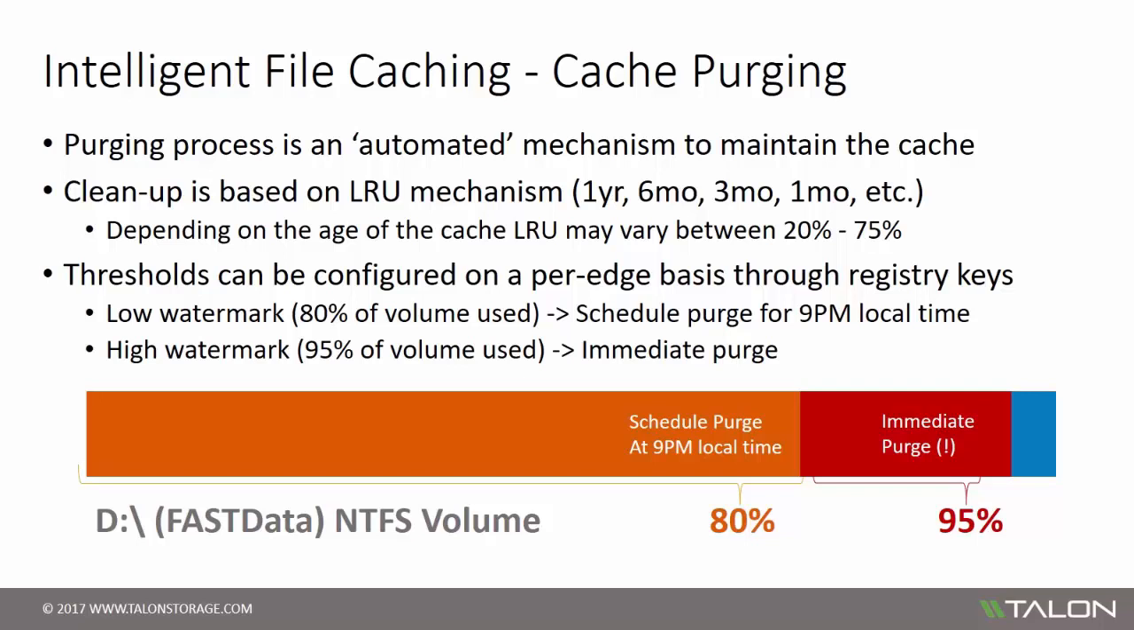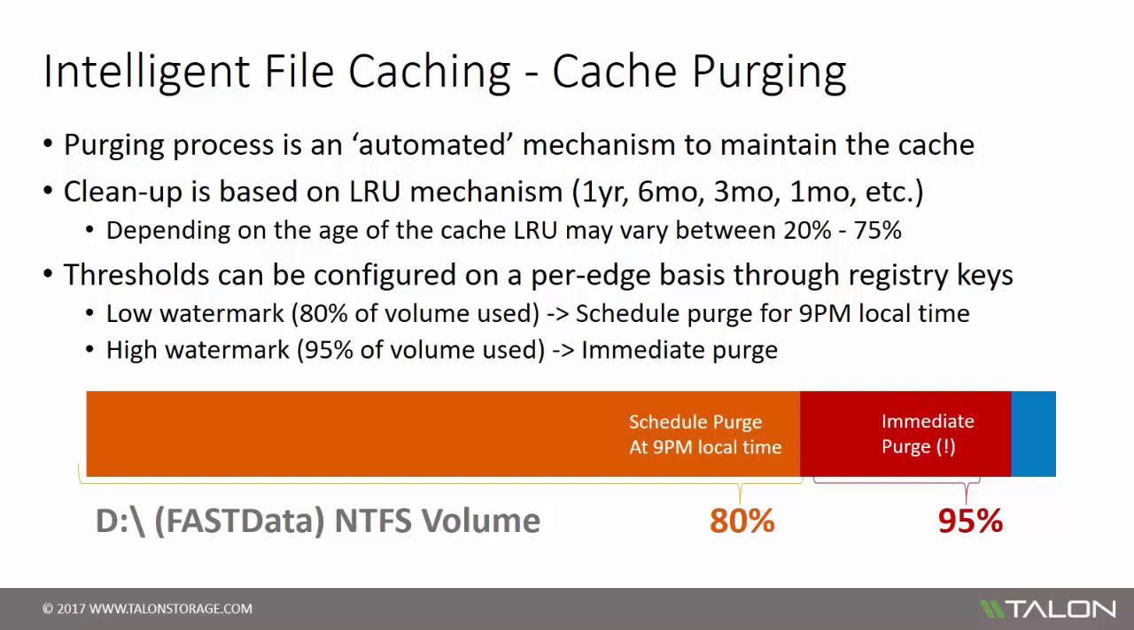Over time, users move to different projects or datasets and will begin to cache new files. As the cache volume on each Talon Edge is unique based on the user access patterns, office size, and application profile, Talon FAST offers a zero-touch maintenance approach with our automated cache purging mechanism. This runs a cleanup job to remove older or stale cache data that hasn't been utilized in a while.